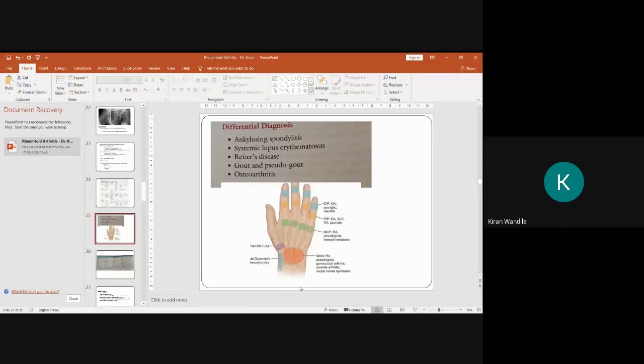So these are the common sites. Differential diagnosis again can be ankylosing spondylitis, SLE, Ritter's disease, gout, pseudogout, osteoarthritis. What is Ritter's disease? What are the three components of Ritter's disease? Conjunctivitis, urethritis, and arthritis. Okay.